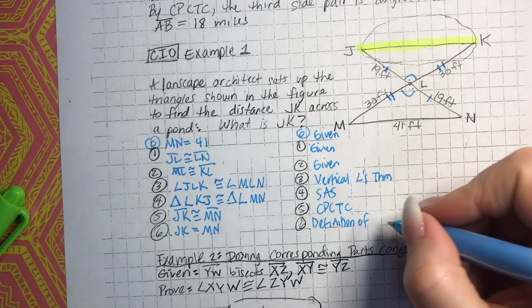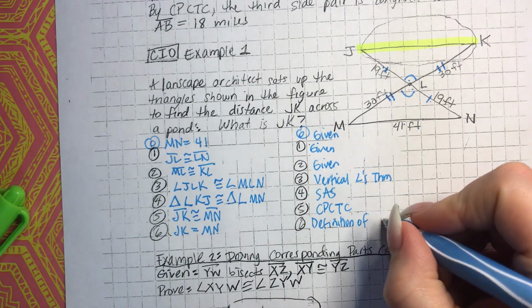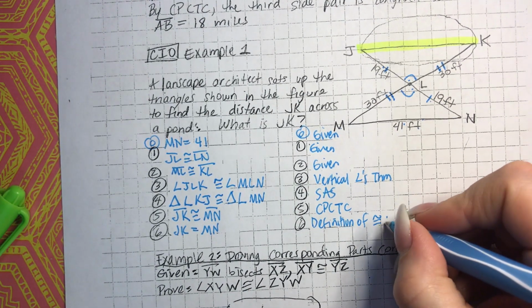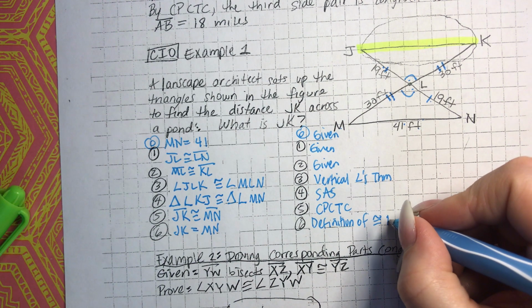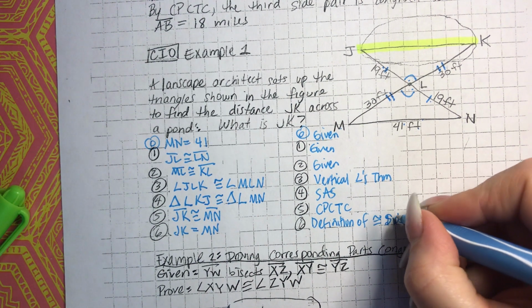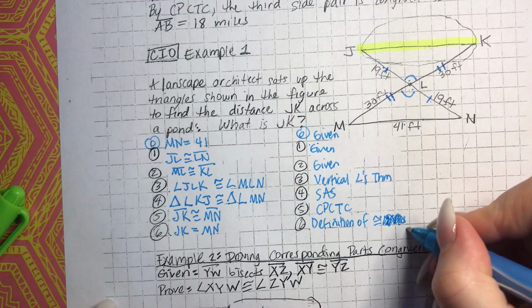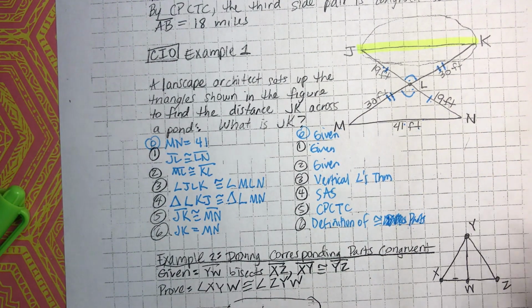sides? What was it? Definition of congruent. It's not angles. Definition of congruent parts. I think it's parts. I think it's sides. No, it's definition of congruent. I'll say parts right now.